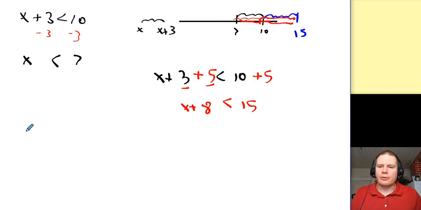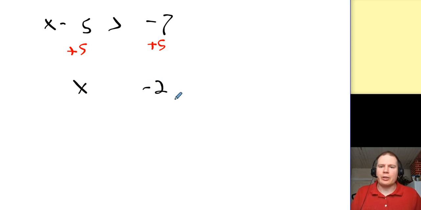So if I start with a new problem here, x minus 5 is greater than negative 7. That's fine. Add 5 to both sides. X minus 5 plus 5, I'm back to x. Negative 7 plus 5, I'm only at negative 2.